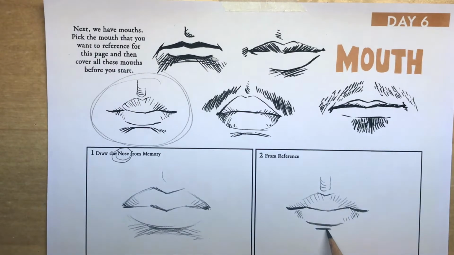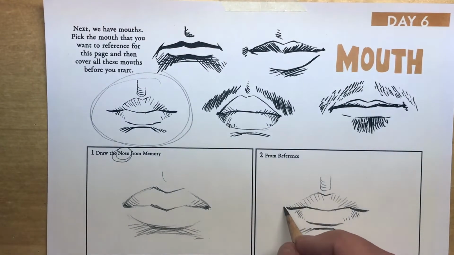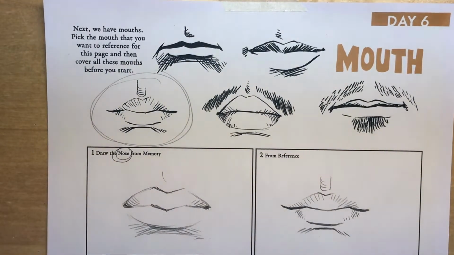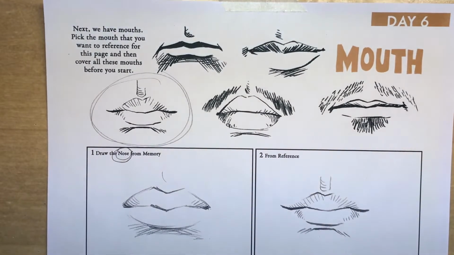Well, look at that line down there. That's unexpected. I didn't think about that at all. There's a little bit of a curl up here on the edge. Kind of gives it a smile. Okay, that's pretty good. I like that.